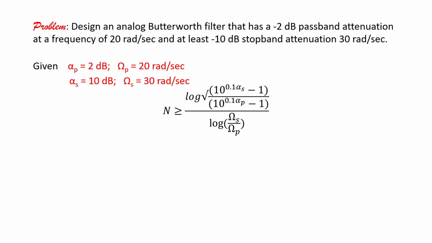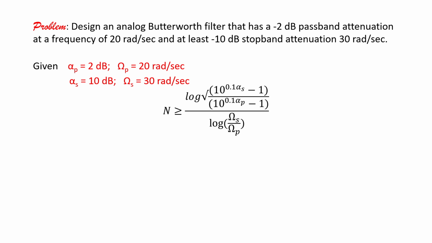We know the formula: n is greater than or equal to log of the square root of (10 to the power 0.1 alpha s minus 1) divided by (10 to the power 0.1 alpha p minus 1), whole divided by log omega s by omega p.